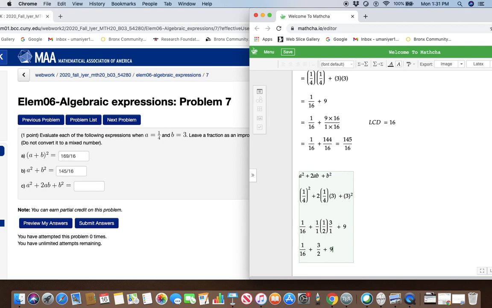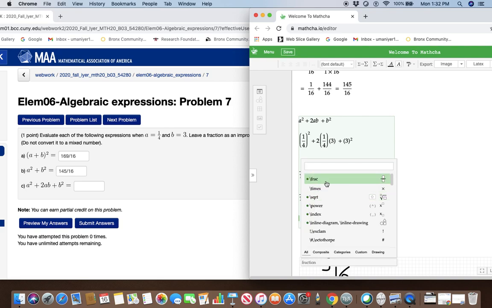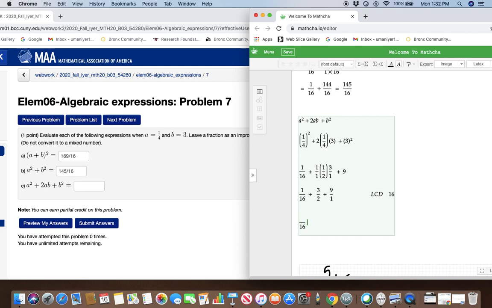Now I need to add fractions, so let's look for least common denominator. Aha, what is the denominator for 9? 9 is nothing but fraction 9 over 1. So least common denominator, start with the largest number. 16 is the largest denominator. Does 2 divide 16? Yes. Does 1 divide 16? Yes. So that is the least common denominator. So we are going to write every fraction with a 16 in the denominator. Every fraction.